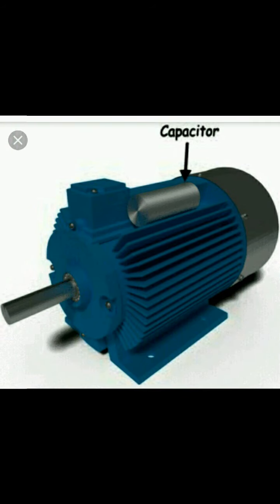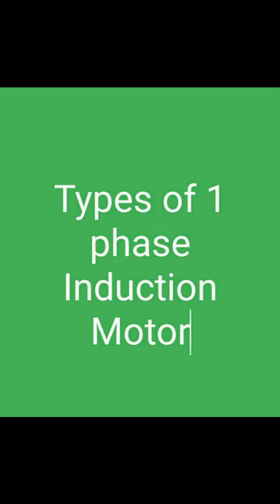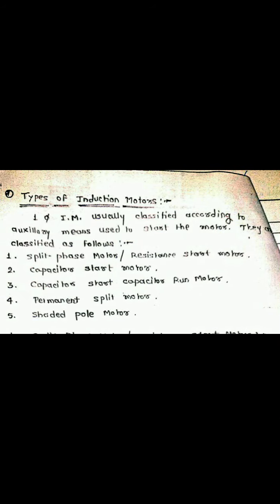Today we are dealing with the types of single phase induction motor. According to the starting of a single phase induction motor, single phase induction motors are classified as: first type, the split phase motor, which is called a resistance start motor; the second, the capacitor start motor; third, the capacitor start capacitor run motor; fourth, the permanent split motor; and fifth, the shaded pole motor.